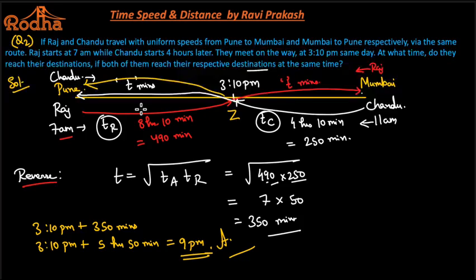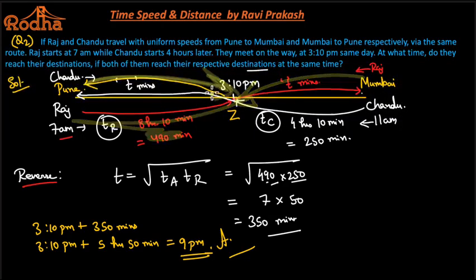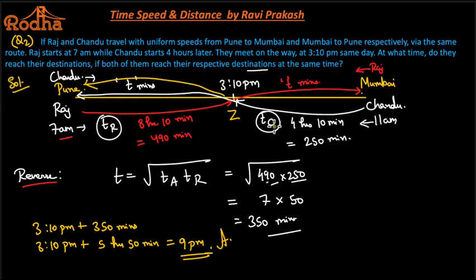All of you got this right? So we thought in reverse, the opposite of what happened. In this case, they started at different times, but after meeting they took the same time. So we just thought that if they had come in reverse, from here to here Chandu would take t minutes and Raj would take t minutes, and from here to here Raj 490 and Chandu 250 minutes. Okay, so t equals the square root of TA TB, that is TC TR in this case here. Okay, let's move to the next question now.